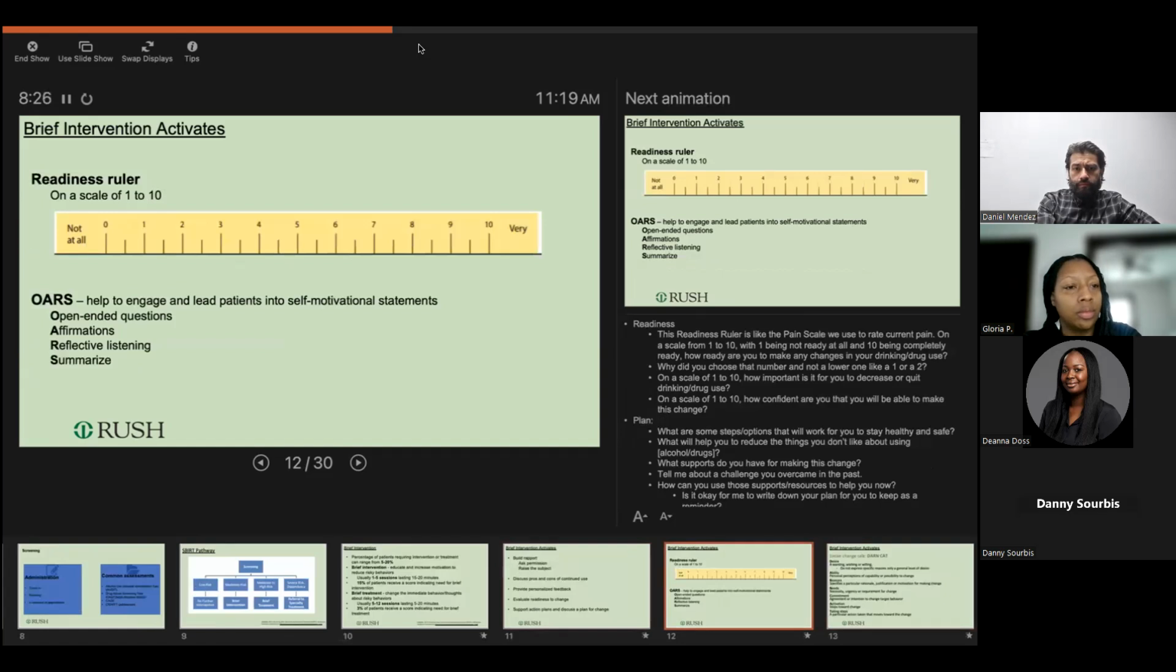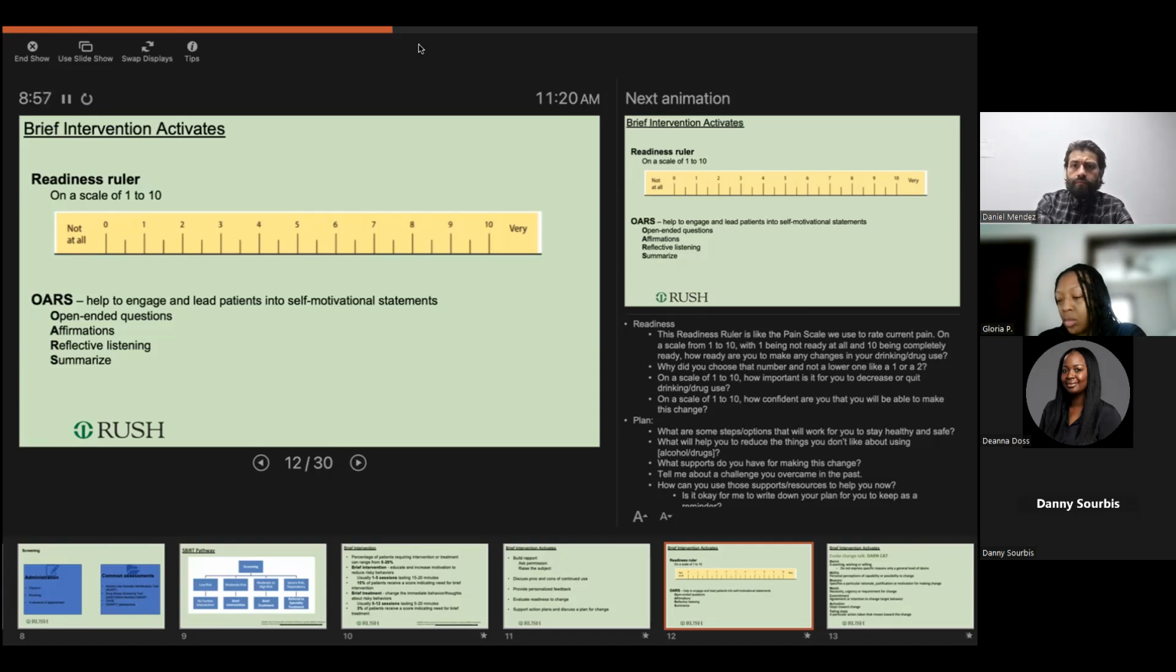The brief intervention also activates the readiness ruler. So on a scale of 1 to 10, the readiness ruler is also like the pain scale that's used. On a scale from 1 to 10, with 1 being not ready at all and 10 being completely ready, how ready are you to make any changes in your drinking/drug use? Why did you choose that number and not a lower number like a 1 or 2? That's if they chose a higher number, you kind of want to gauge, well, why are you this high and why aren't you this low?